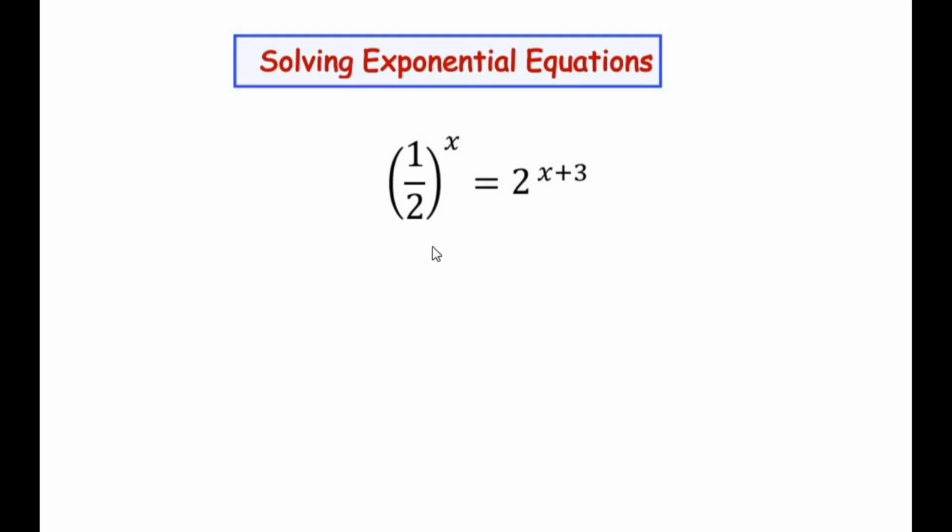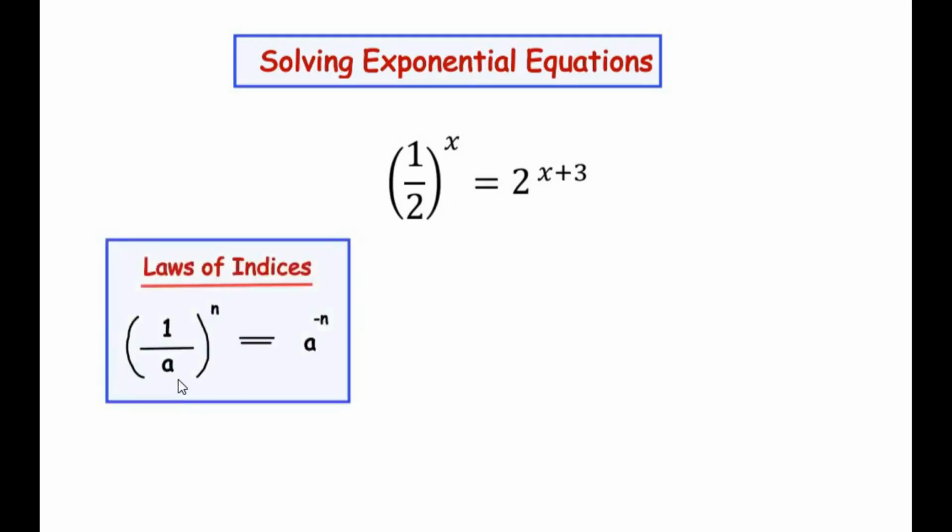Here we have made use of the law of index, which is 1 over a to the power of n, as we can see this is a fraction, is equal to, when we take the denominator a to the numerator, the sign of the power changes, as we can see over here. Now the same law we are going to use here. So we write 2, and the sign of the power changes, so x becomes negative x, is equal to 2 to the power of x plus 3. Now we have got the same bases, as we can see. 2 is the same and 2 is the same. Now we can easily equate the powers and write negative x is equal to x plus 3.